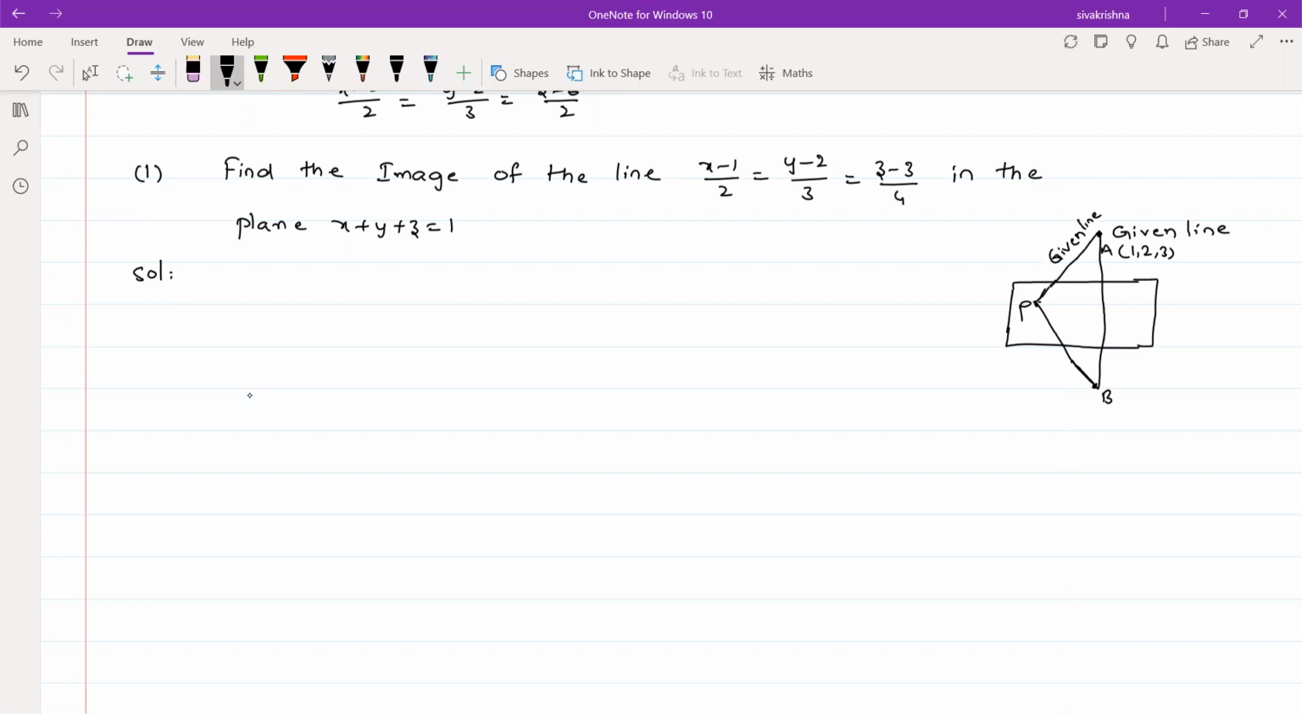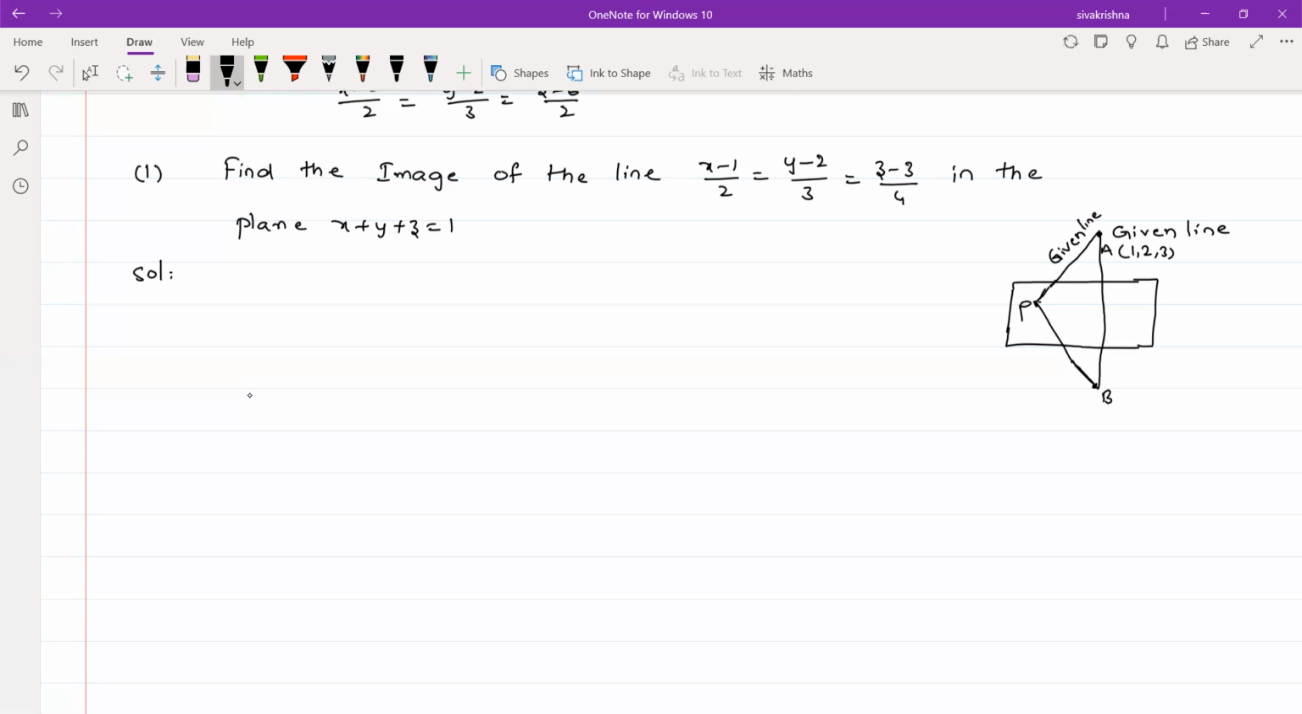Here I have named three points: A, B, and P. Here A is the point which lies on the given line. Since the given line is of the form (x minus x1)/a equal to (y minus y1)/b equal to (z minus z1)/c, the x1, y1, z1 can be treated as the point on the line equation. And that particular point is A.